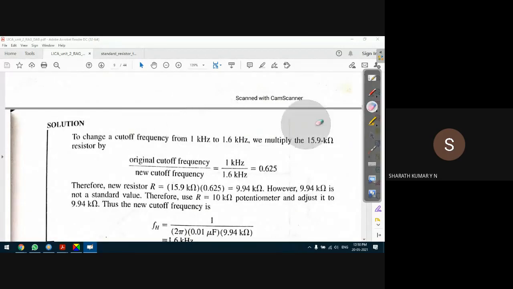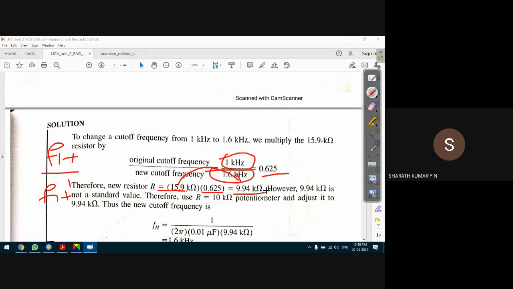I think earlier I showed the formula wrong. It is FH by FH dash. So 1 kilohertz by 1.6 kilohertz, the ratio is 0.625. The resistance value we have taken in the earlier problem has to be multiplied by this factor 0.625. That means the resistance decreases. If the new frequency is more than the original cutoff frequency, the resistance value decreases. If the new frequency is smaller than the original cutoff frequency, the resistance value increases.